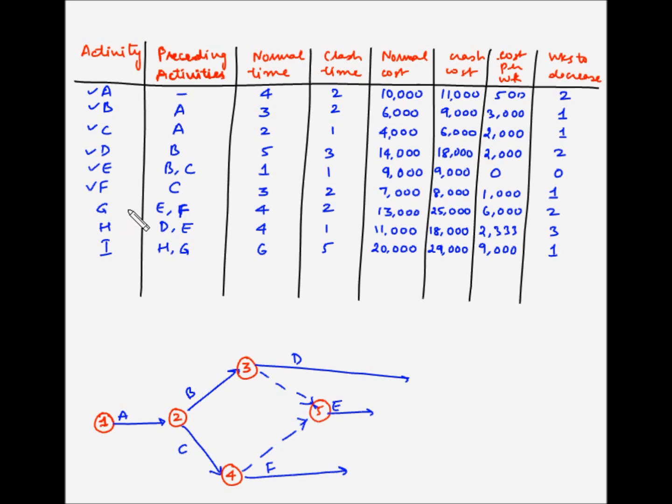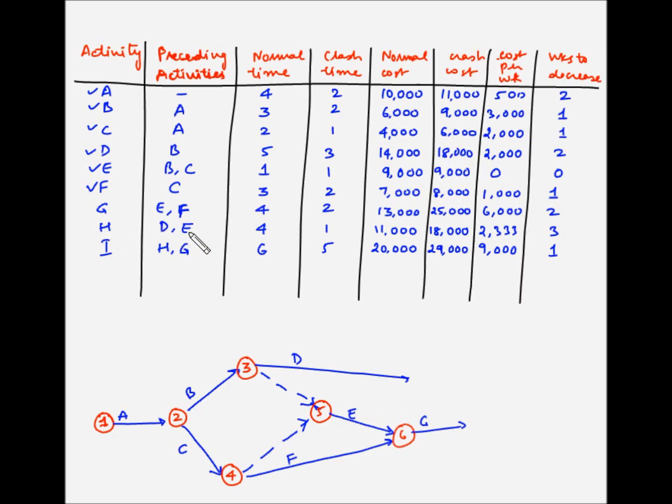Now next is G, which is dependent on both E and F. So both E and F. So let me modify this diagram to have both E and F merge into one node, and then from there we can start the activity G. So this is E and this is F, and this will be the ending node. Let's say this is 6, and then from here we can then start G.